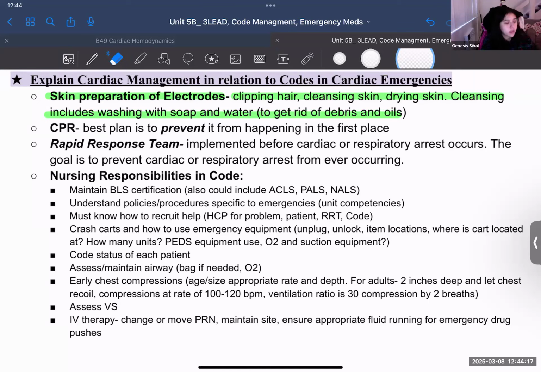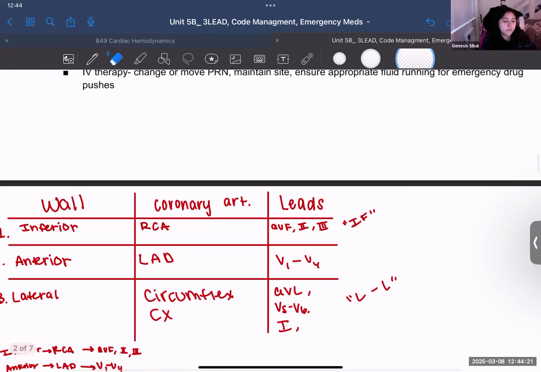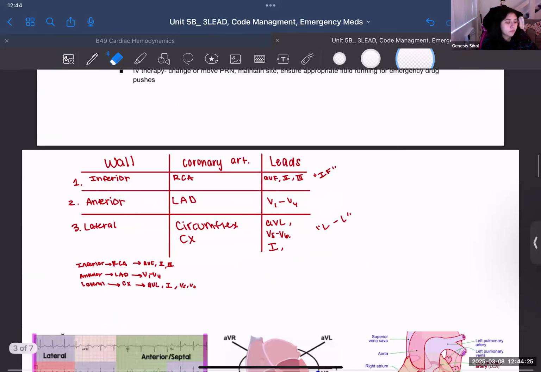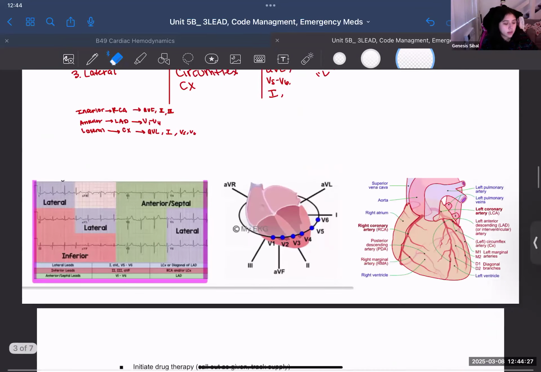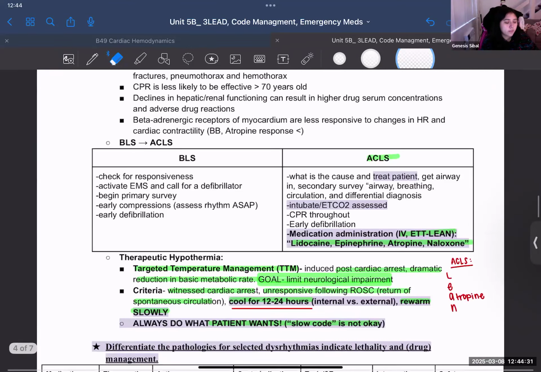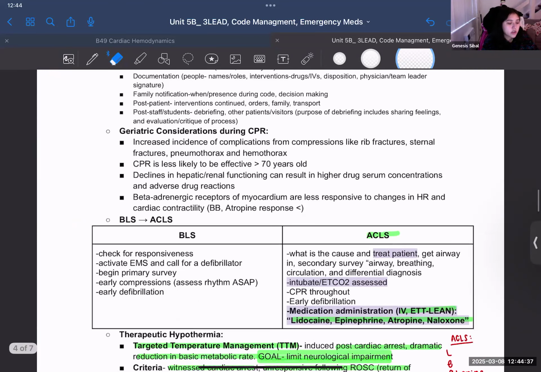So yeah, in terms of responsibilities in the code, I feel like you guys know it. You have different things, and honestly, she probably won't even ask you. Oh, I forgot to go over the leads and stuff like that. We'll get to that at the end, because we only have a couple more things to do. I don't even think you have to really know some of the geriatric considerations.